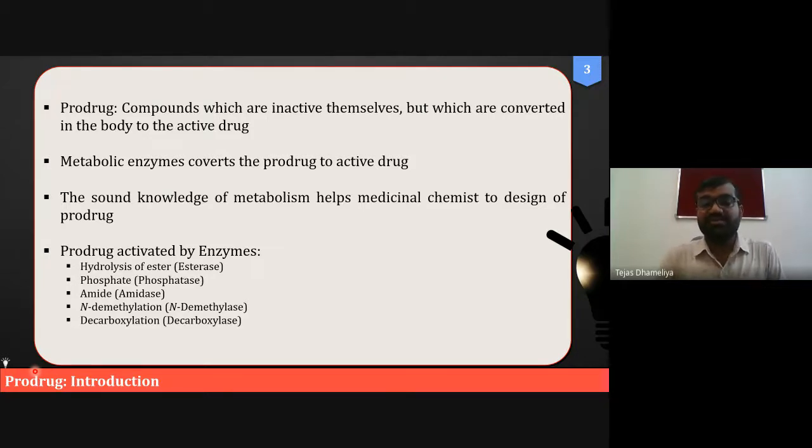Prodrugs are compounds which are themselves inactive, but once they enter into the body and undergo conversion, they become the much more active form. Metabolic enzymes convert the prodrug to the active drug. We know that our body is composed of so many enzymes, transporters, ion channels, and many other things, right?